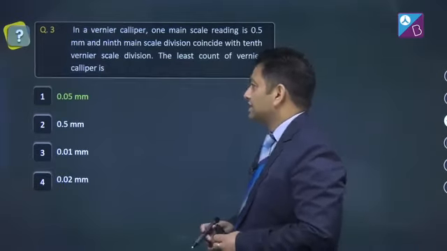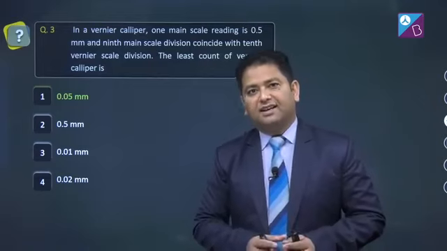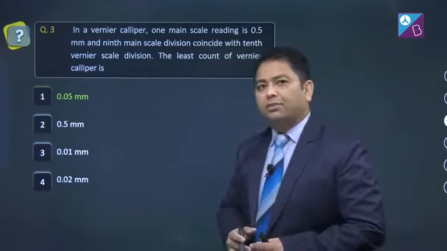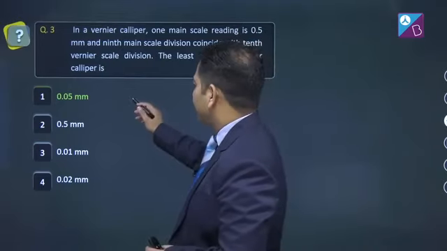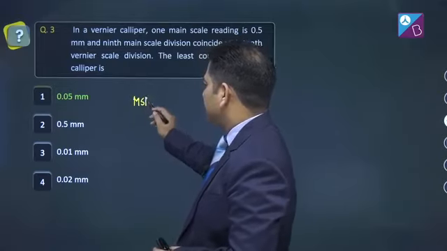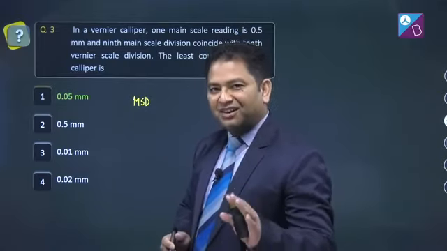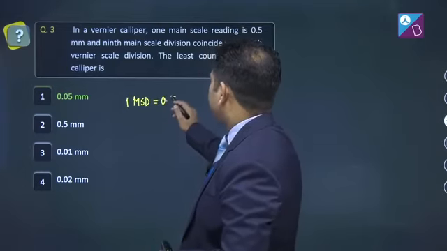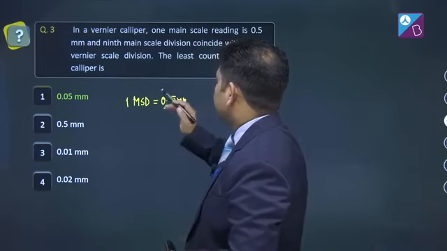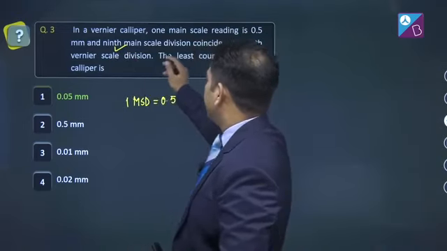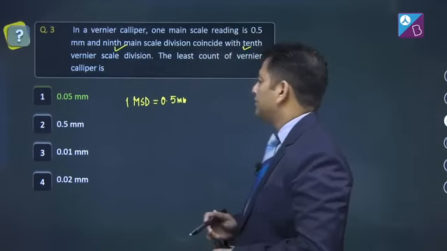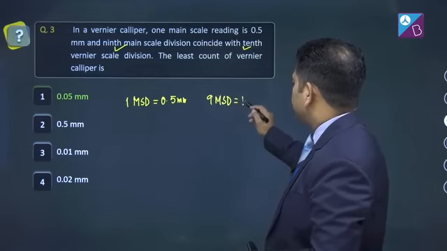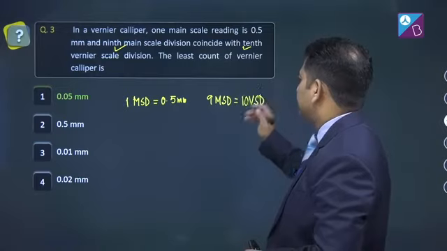Let's go for the third question. The third question is asked on the vernier caliper. It says, in a vernier caliper, one main scale division is 0.5 millimeter. We write main scale division as MSD, not Mahendra Singh Dhoni, all right? So one MSD equals 0.5 millimeter. The question also says the 9th main scale division coincides with the 10th vernier scale division, that is, 9 MSD equals 10 VSD, vernier scale divisions.